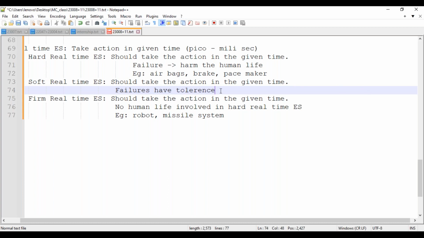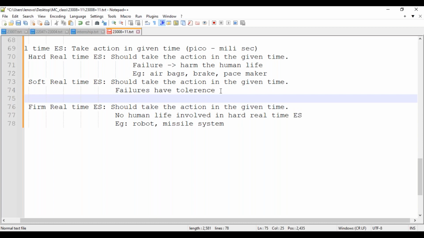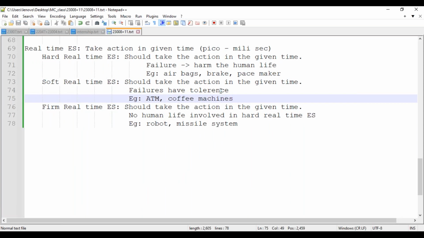So I'm going to count the examples here. The examples of this are your ATMs, your coffee machines. Okay, so they all come under soft real-time embedded system.